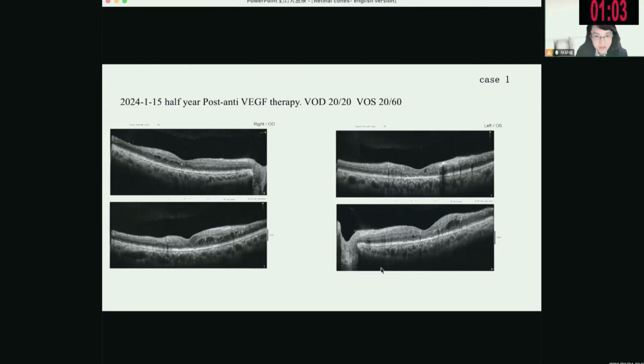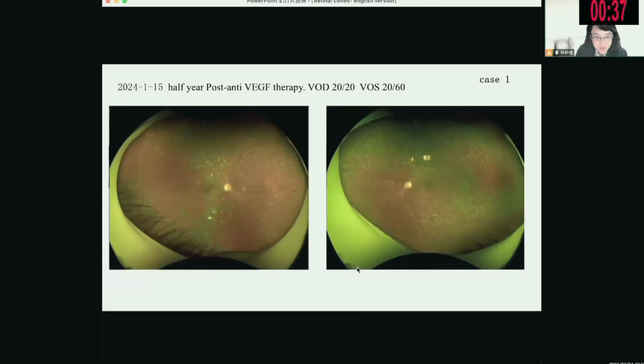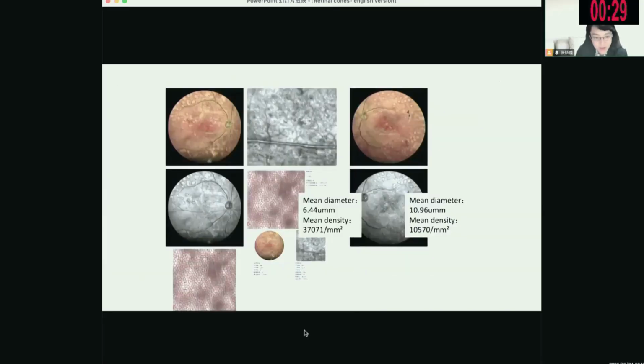Half a year later, post the anti-VEGF therapy, we can see the cyst in the macula of both eyes has totally resolved. Interestingly, the visual acuity of the right eye increased to 20/20. The visual acuity in the left eye still remains 20/60 and did not improve at all, although the structure of the macula looks normal in both eyes. The patient will also receive the PRP treatment for both eyes, and all the wide field fundus photos were taken after PRP.